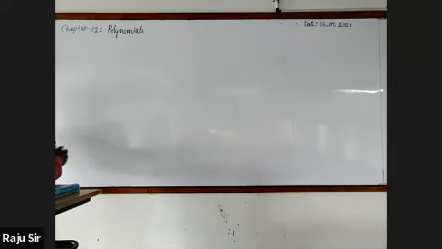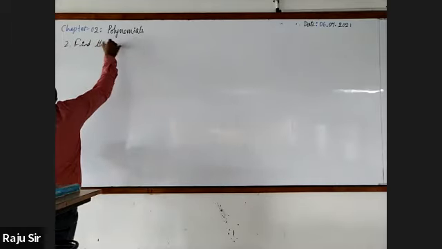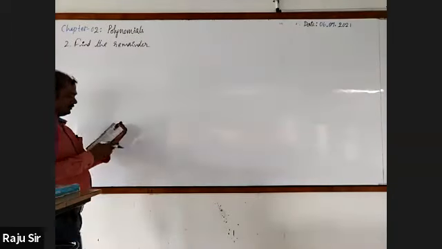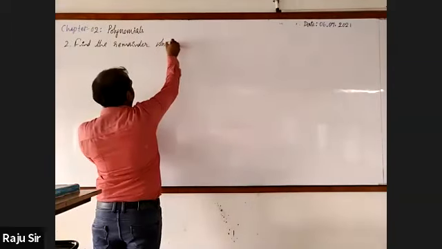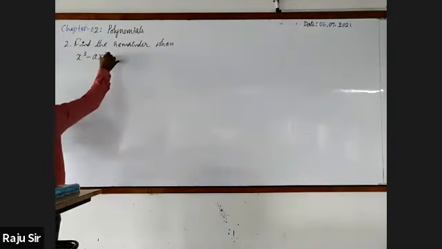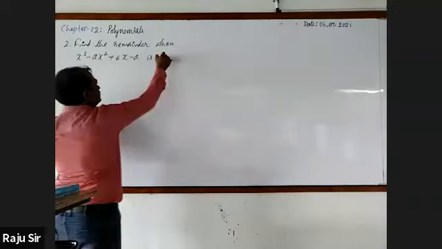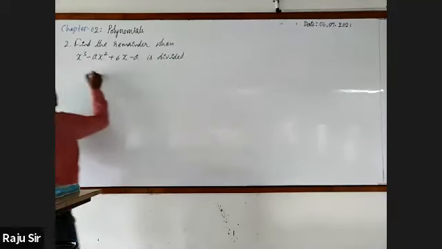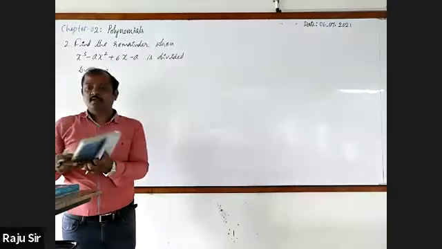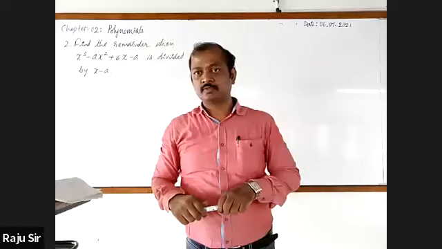Right, second one. Find the remainder when x cube minus ax square plus 6x minus a is divided by x minus a. Please don't go for solving. You should just listen.